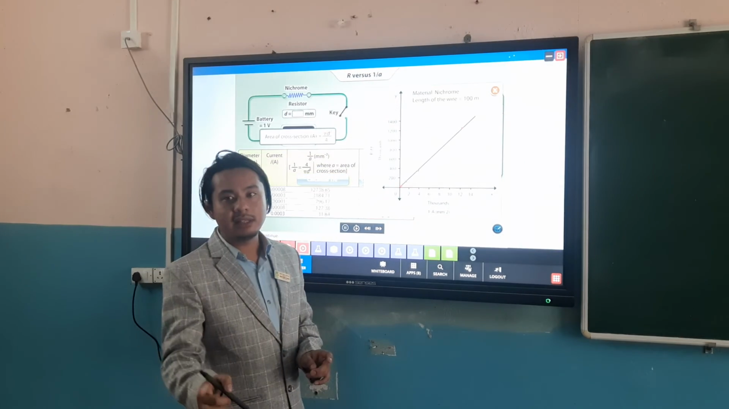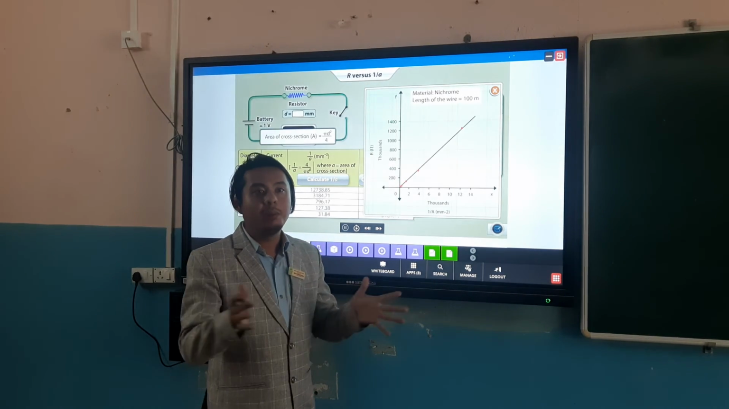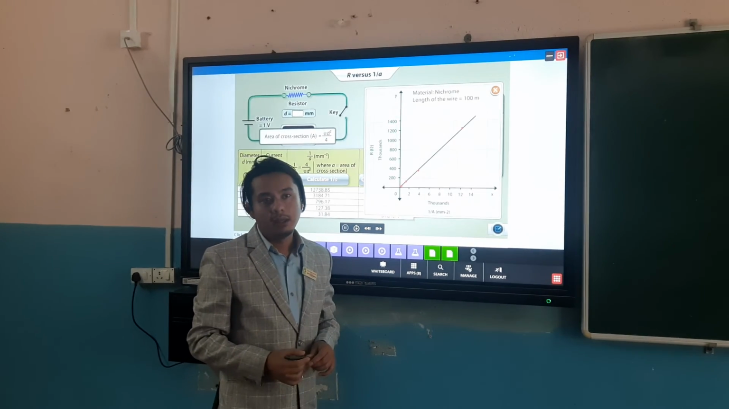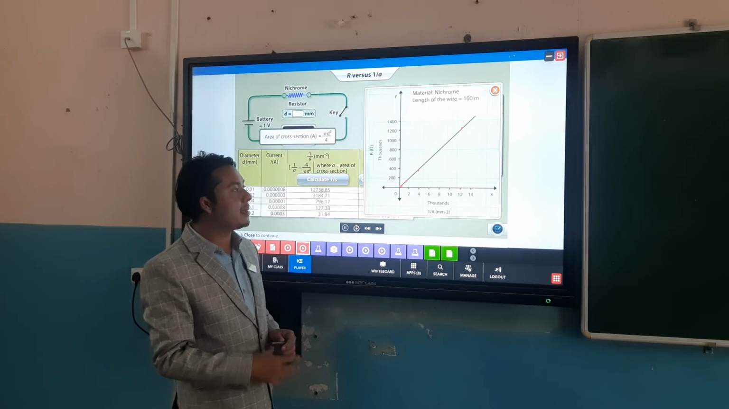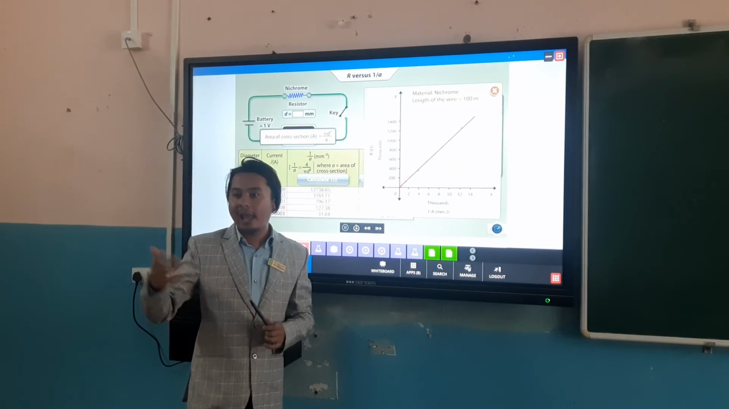That means if you increase the cross-section area of a wire, the resistance will decrease, because there will be more space for electrons to flow inside the wire. So that is how the resistance changes with your length and area.